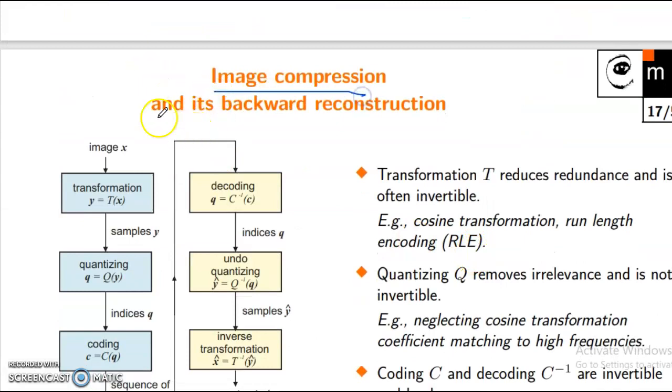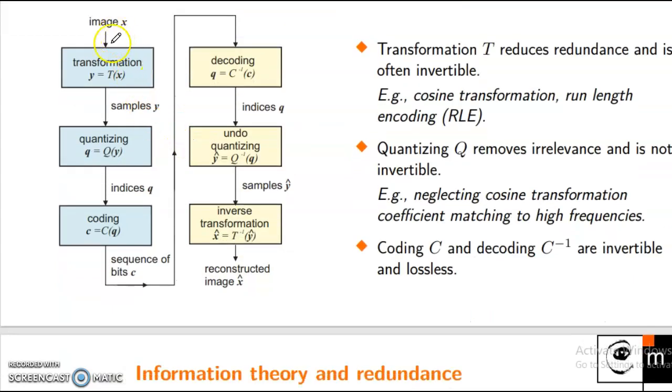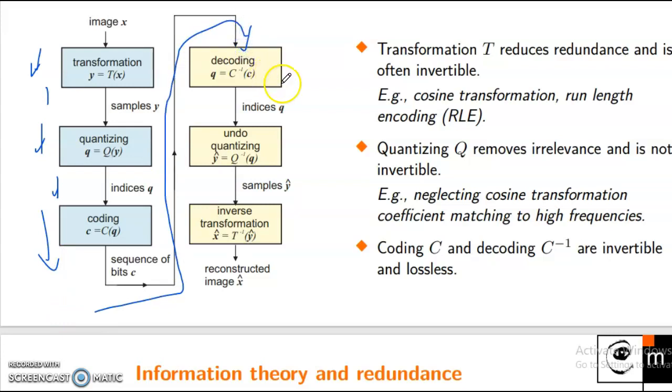Image compression and its background reconstruction. Image x, transformation y equals T of x, samples y, quantizing q equals Q of y, indices q, then coding c equals C of q, sequence of bits c, then decoding q equals C to the minus 1 of c, indices q, undo quantizing y hat equals Q to the minus 1 of q, and then samples y hat, inverse transformation T to the minus 1 of y hat, reconstructed image x hat.